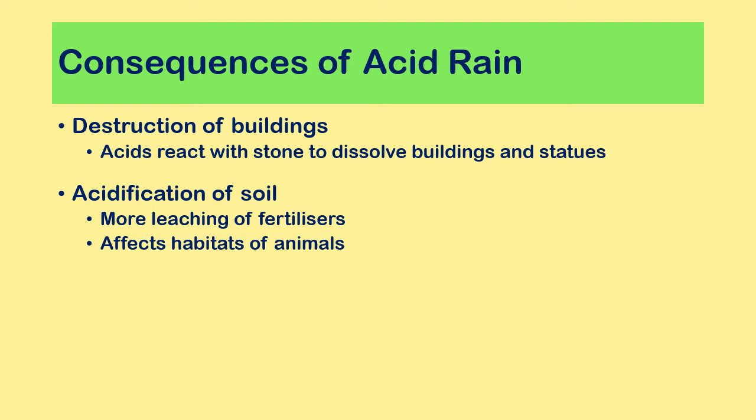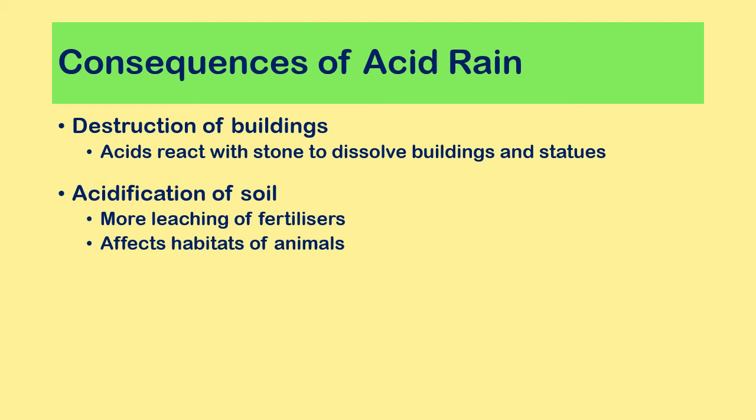If we have high amounts of acid in the rain, it can make soil more acidic. And this can lead to fertilizers not staying in soil as easily and flowing into rivers, which can cause an algae bloom. But also, if we acidify soil, we are affecting the habitats of animals, and it can lead to loss of biodiversity.